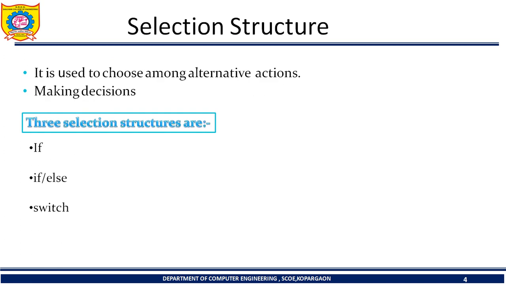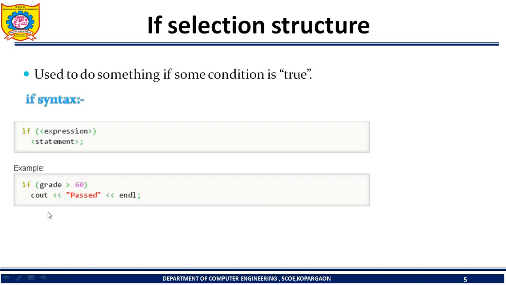The next one is the second type of control structure, the selection structure. What is the selection structure? It is used to choose among some alternative actions. That means some alternative options are given, alternative actions are there, and we can make the decision about which particular action can be taken, which particular selection can be chosen. Basically, three selection structures are there: if selection, if else selection, and switch selection. We will see those three also in detail.